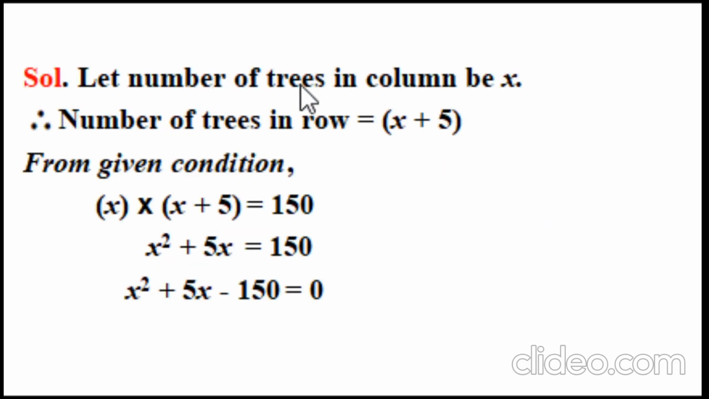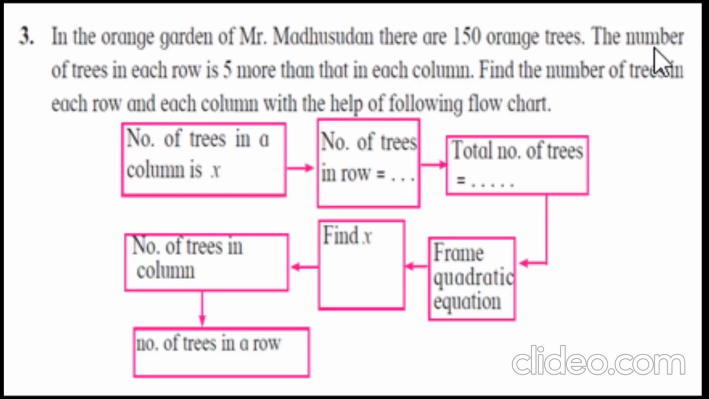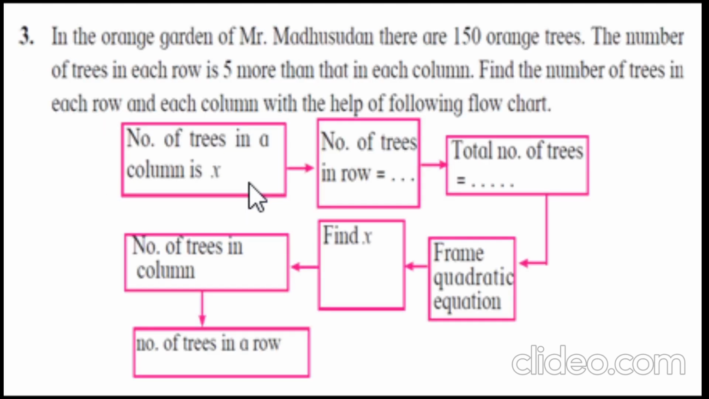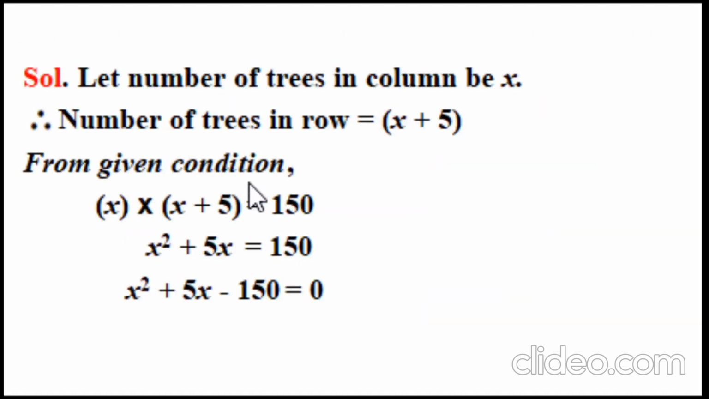Now let the number of trees in a column be x. Therefore the number of trees in a row is x plus 5, because they have given that the number of trees in each row is 5 more than that in each column. From the given condition, the total number of trees is 150. So x into x plus 5 is equal to 150. By solving this we get x square plus 5x is equal to 150, so x square plus 5x minus 150 is equal to 0.